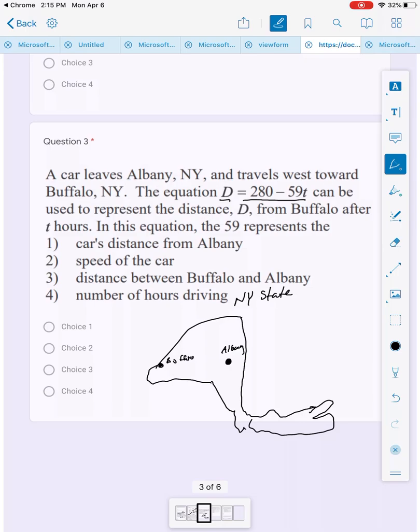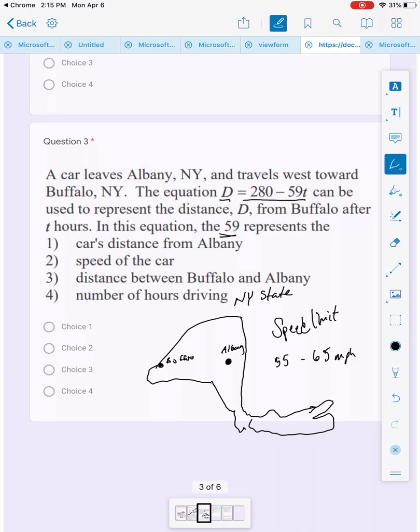Give me a minute to think. The speed limit, for the most part, in New York State is either 55 or 65 miles per hour, depending on what road you're on. This 59, I would say, definitely represents the speed of a car.